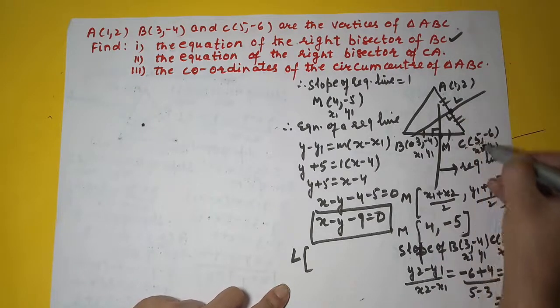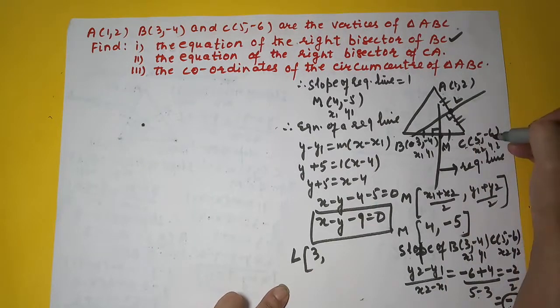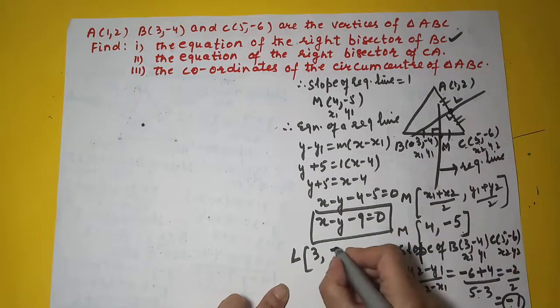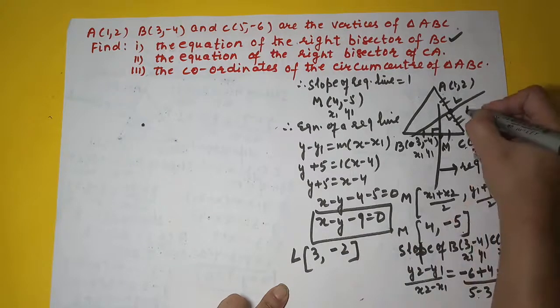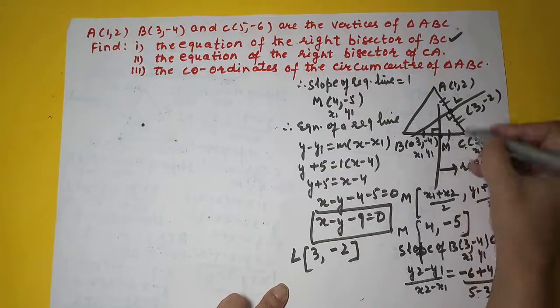6 divided by 2 is 3. Then y1 plus y2, 6 minus 2 is minus 4. Minus 4 divided by 2 is minus 2. So you got the coordinates of L as 3 and minus 2. Now you need a slope. How do you find the slope?